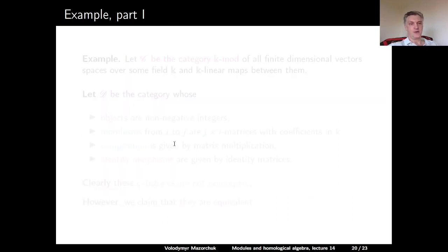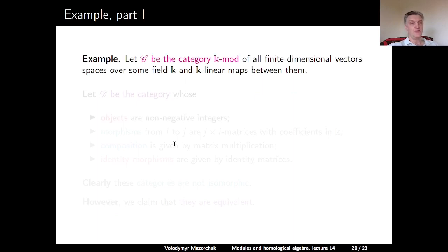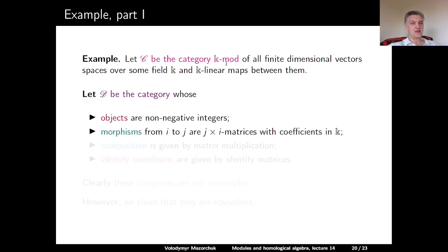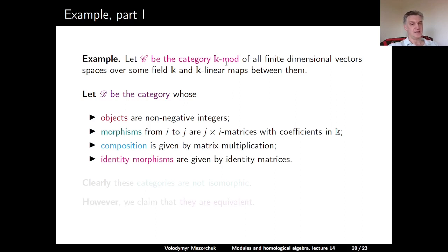Let us apply this theorem to the following example. Let C be the category of all finite-dimensional vector spaces over some field K and K-linear maps between them. So this is what is usually denoted by K-mod with little m. Let D be the category defined as follows. The objects of D are non-negative integers. For two integers i and j, the morphisms from i to j are all matrices with j rows and i columns and coefficients in K. Composition is just the matrix multiplication, and identity morphisms are identity matrices. It's obvious that these categories are not isomorphic because D has countably many objects while C has uncountably many objects. However, we claim that these categories are equivalent.